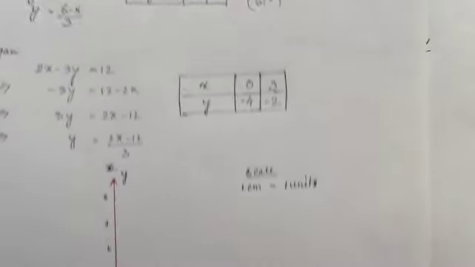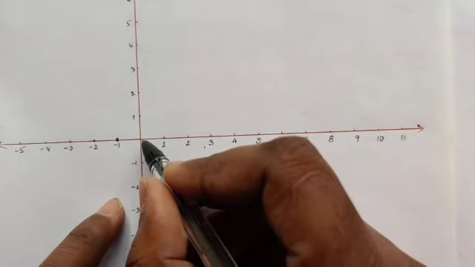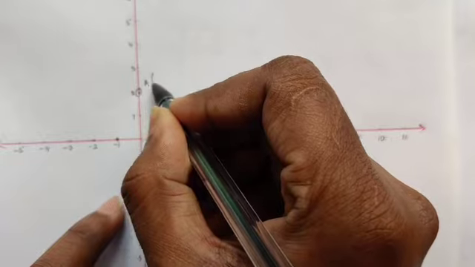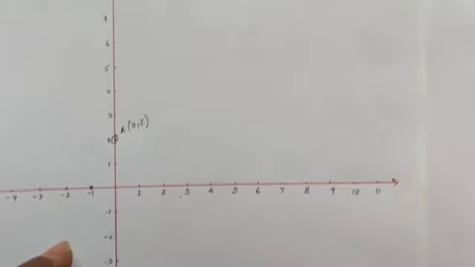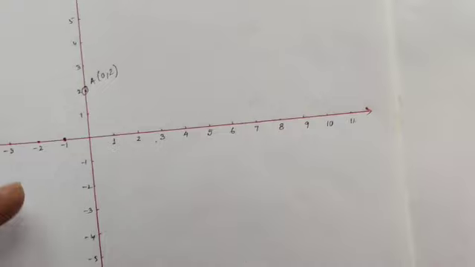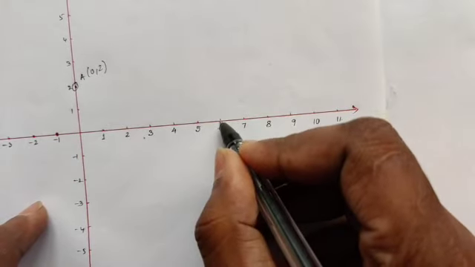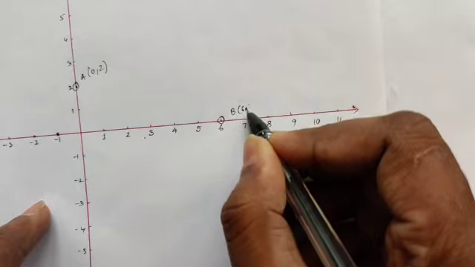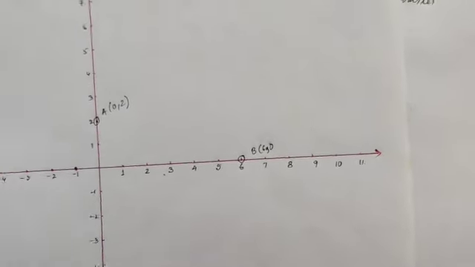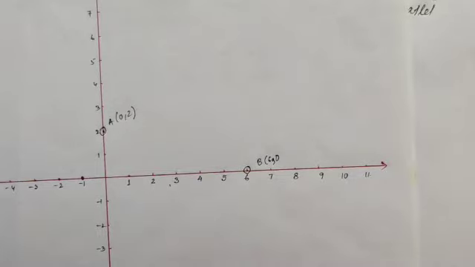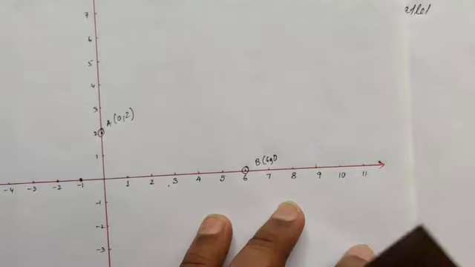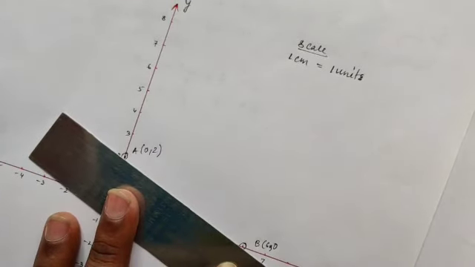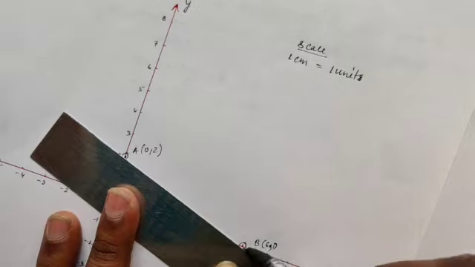So what is point A? 0, 2. So 0, 0, 2. So this is the point A, 0, 2. And what was the second point? 6, 0. This is B, 6, 0. Now, this is the graph of the first equation. So now you join these 2 points, and you will get the graph of the first equation. So you join.